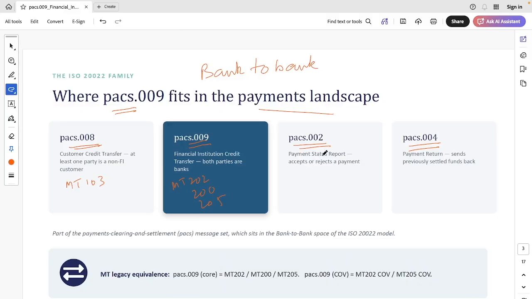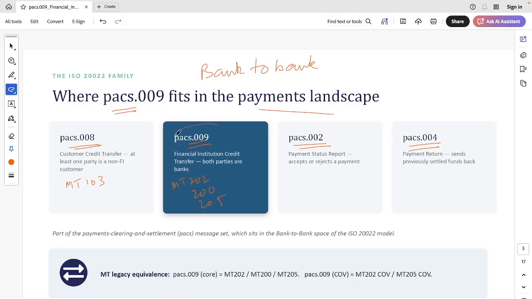Third, pacs.002 is the payment status report. It tells whether a payment has been accepted, rejected, pending, or processed at a particular stage. For example, if a bank sends a pacs.009 to bank B, bank B may respond with a pacs.002 saying the message has been accepted or the message has been rejected. Then pacs.004 is a payment return message. If a payment has already been settled but needs to be returned, then pacs.004 is used.